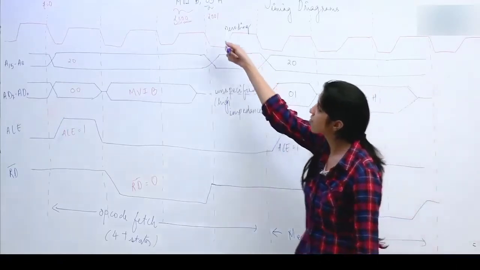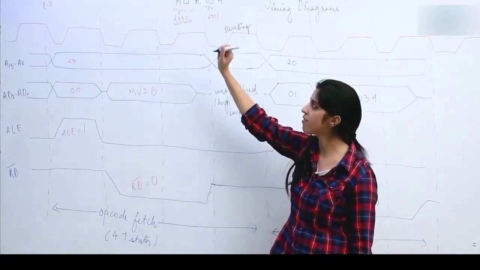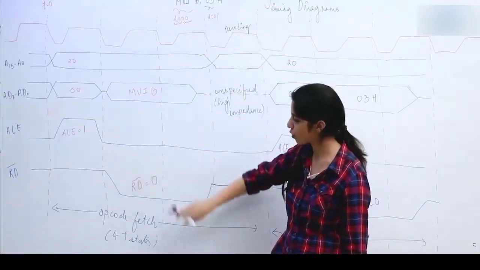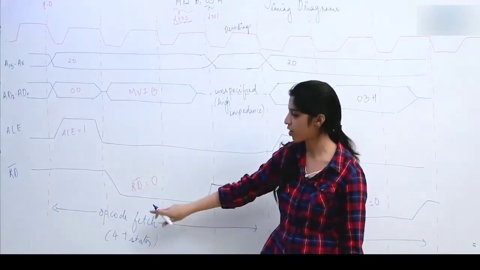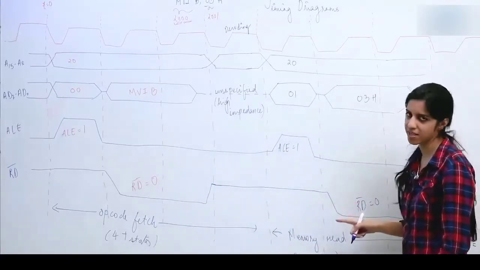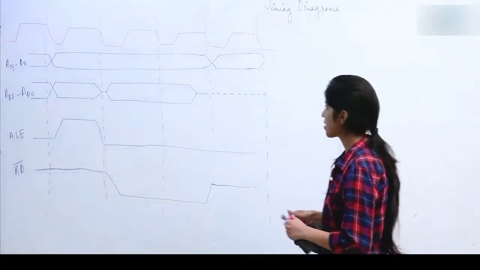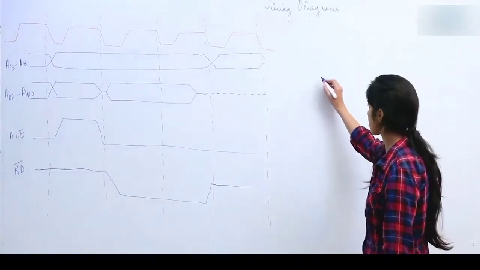So, this instruction MVI B, 03H requires a total of 7 T states, in which 4 T states are required for 1 machine cycle of opcode fetch and 3 states were required for 1 machine cycle of memory read. Okay, now we are going to see the timing diagram for another instruction.